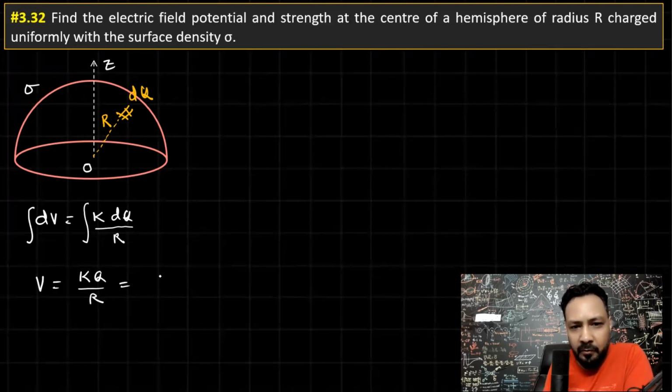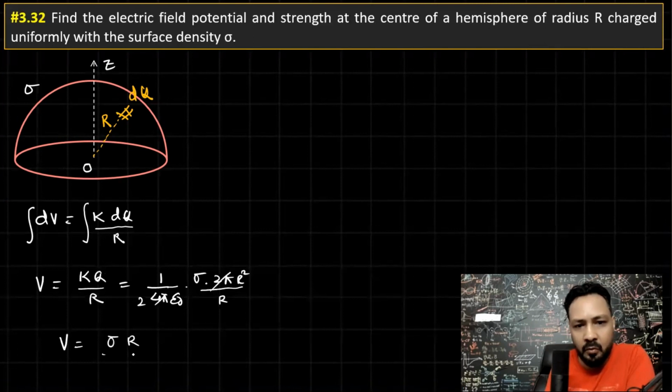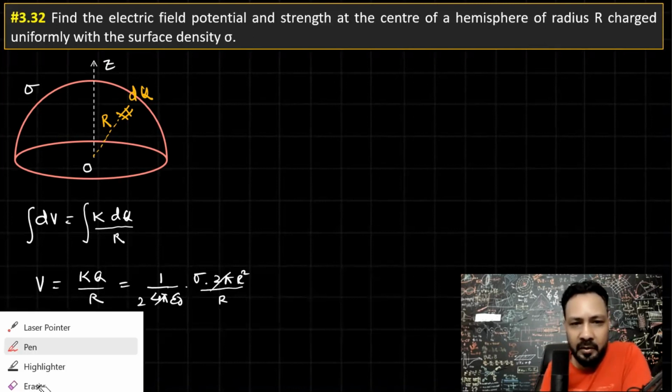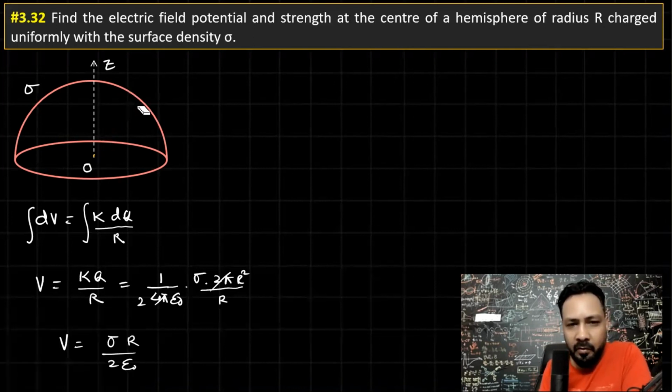So now let me put the value of q first, k first. This is 1 upon 4 pi epsilon naught. Q is sigma into surface area, which is 2 pi r square, and then divided by r. So now V will be, just cancel pi, 2 pi and 4 pi here, that will be 2. So this V is sigma r by 2 epsilon naught. This is the potential.